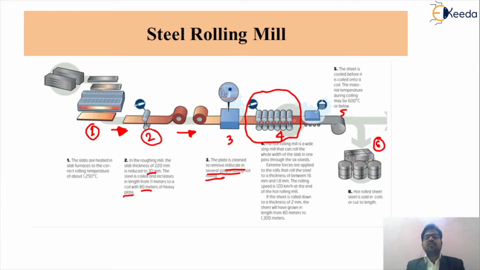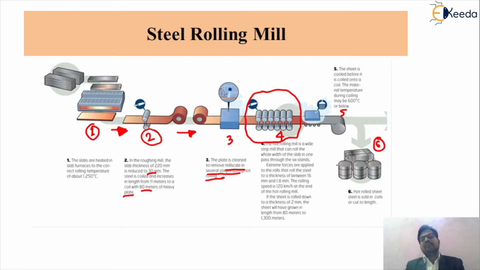After step number 4, we are moving towards step number 5. What do we mean by step number 5? In that step, we have to cool the sheet. Why are we cooling the sheets? Because we have to increase its strength, that is its tensile strength or mechanical strength. That's why we cool the sheet before converting it into a finished product. The cooling is done down to a temperature of 600 degrees Celsius. So this will be process number 5, and after it we get the finished product.